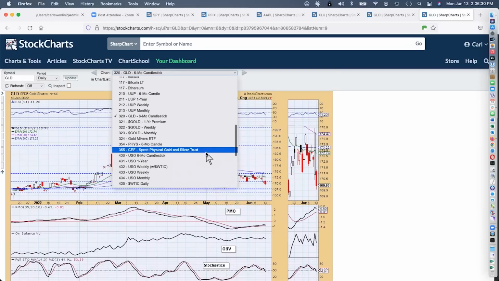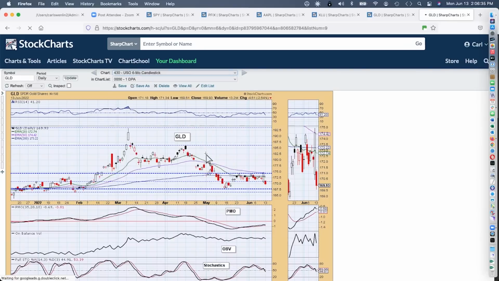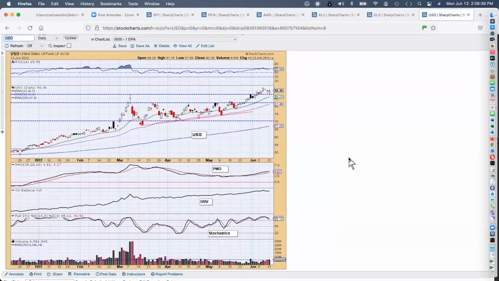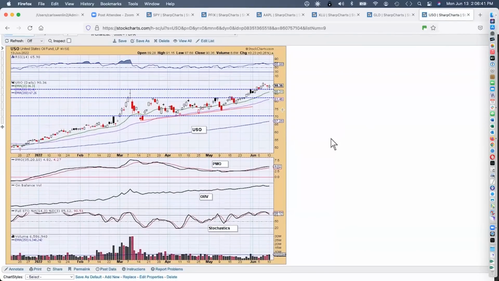I was waiting for the breakout to pad my gold position. Now I'm going to wait for the bounce off of that support level, because I'm with you. I think gold's going to definitely turn around here. USO crude oil is still in a rising trend, but it's pulled back the last 3 days.